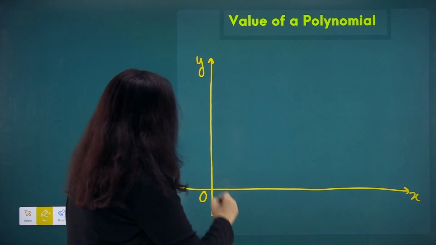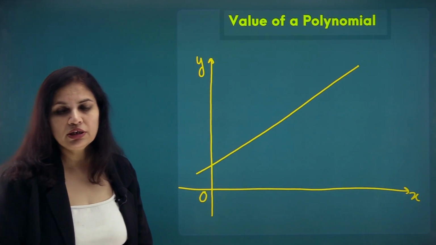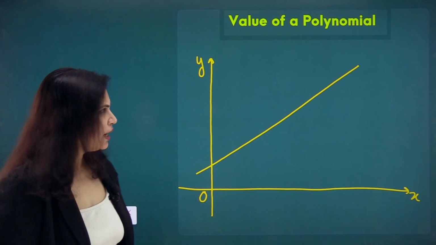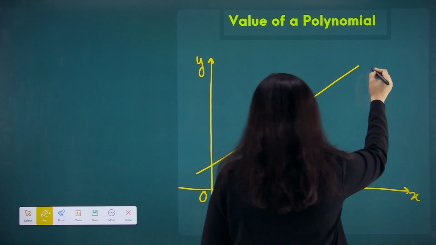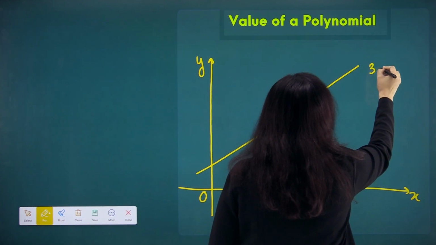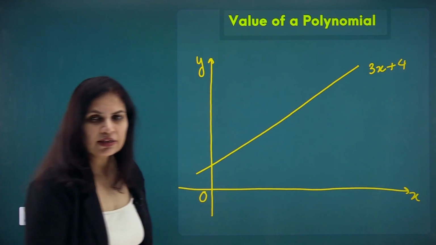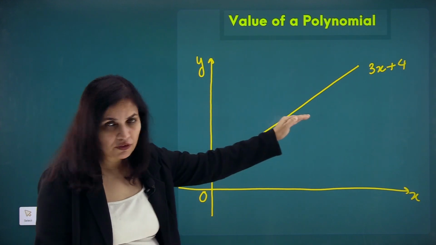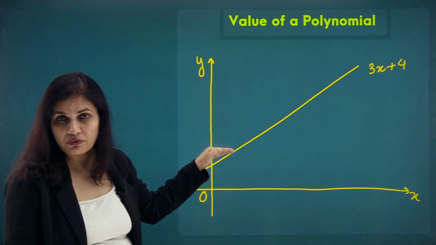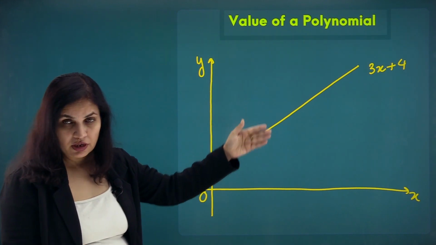Let us take a straight line graph which is obtained from a linear polynomial, and let the linear polynomial be 3x plus 4. So, for different values of x, I will get different values of y, which we have learnt in linear equations, and I will get a straight line graph.